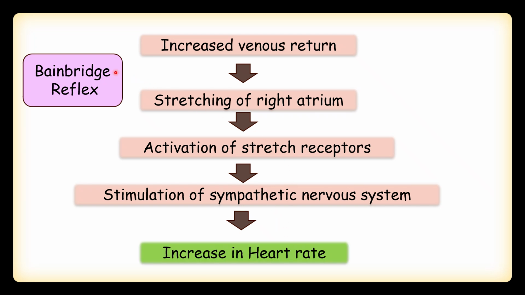So what Bainbridge reflex is, whenever there is increased venous return, it will lead to stretching. That stretching will lead to stimulation of the sympathetic nervous system, and it will lead to increase in heart rate. So the stretch receptors are stimulated only during increased venous return. So the trigger here is increased venous return. So this explains the Bainbridge reflex.